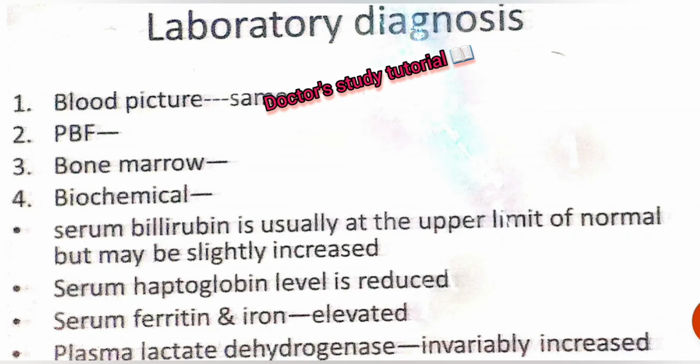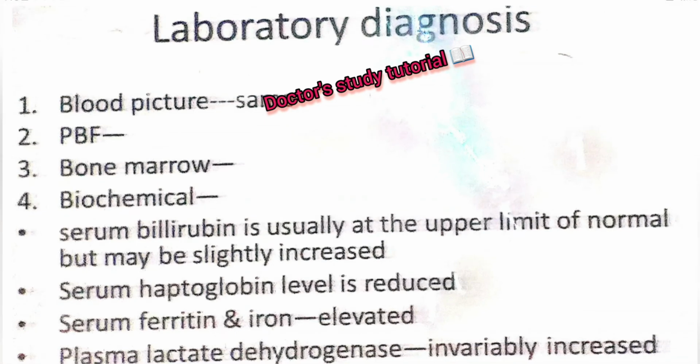Then the laboratory diagnosis. The laboratory diagnosis of pernicious anemia is the same as megaloblastic anemia, with only a few differences. We have already discussed the laboratory diagnosis of megaloblastic anemia in our previous video, so we do not want to repeat it in this video because it will be quite long. So I will tell only the dissimilar topics, which will help you.